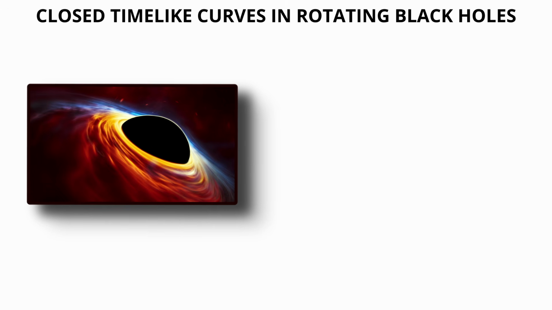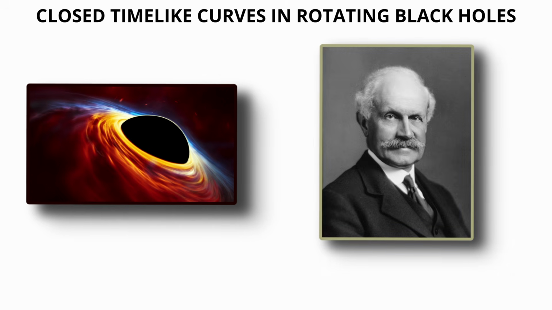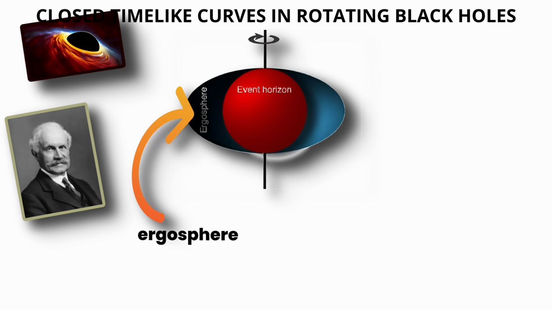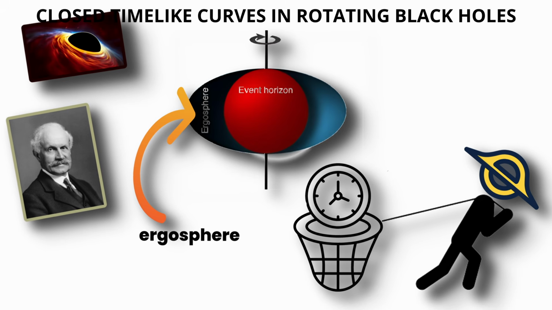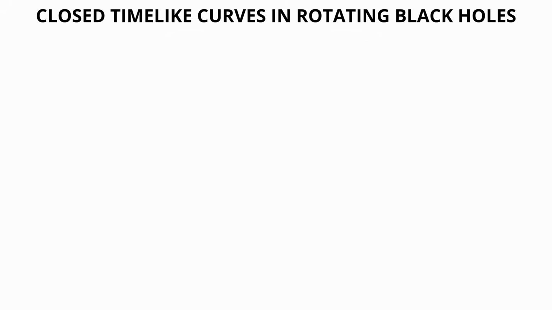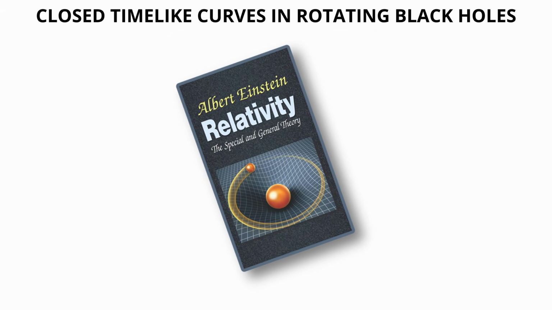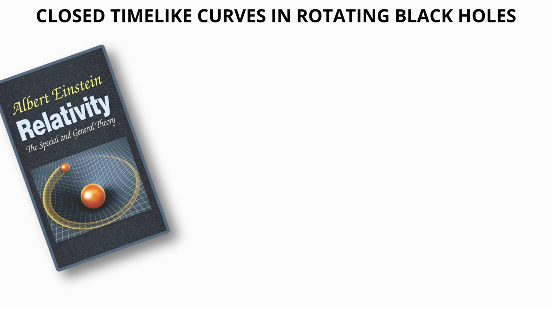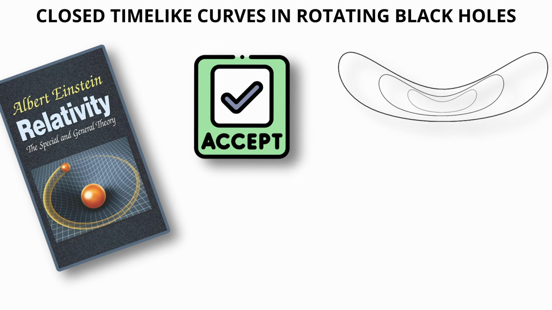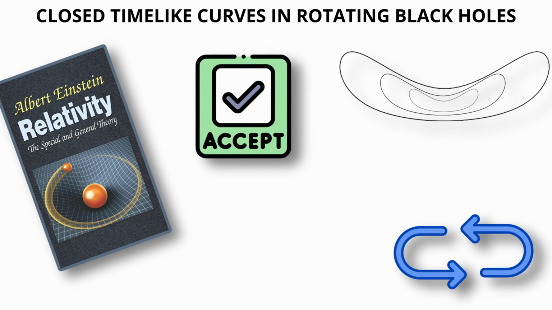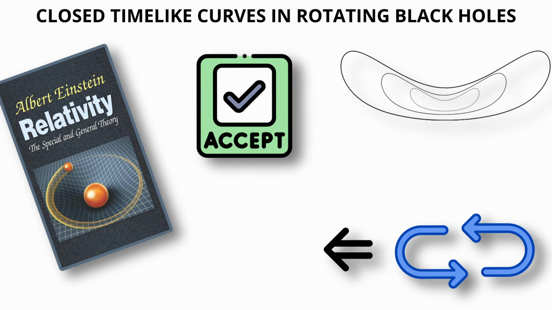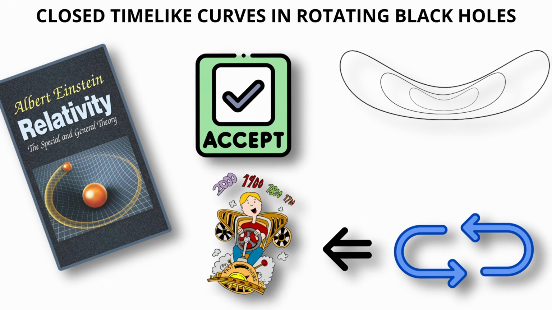Closed timelike curves in rotating black holes. Rotating black holes, described by the Kerr metric, have a region known as the ergosphere where spacetime is dragged around by the black hole's rotation. In certain solutions to the equations of general relativity, this rotation could allow for closed timelike curves, paths through spacetime that loop back on themselves, theoretically allowing time travel to the past.